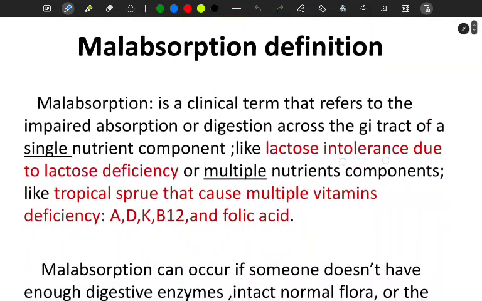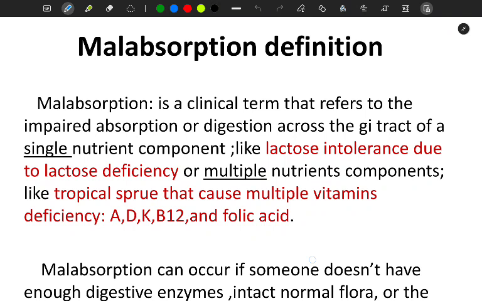Malabsorption is a clinical term that refers to impaired absorption or digestion across the GI tract, of a single nutrient component, like lactose in lactose intolerance, where there is a deficiency of the enzyme lactase, or of multiple nutrients, such as in celiac disease, causing multivitamin and fat malabsorption. Malabsorption can occur if someone does not have enough digestive enzymes, like disaccharidases or pancreatic enzymes.